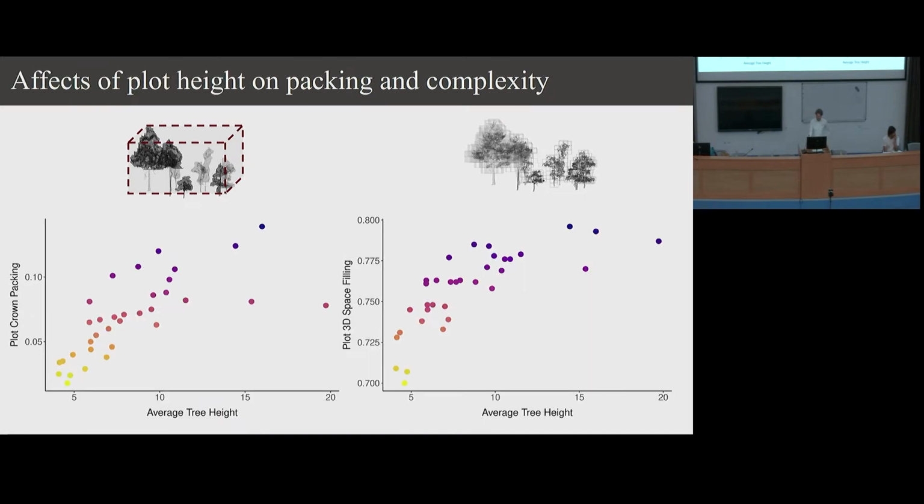What's interesting is if we took average tree height, you actually see these interesting relationships with the crown packing and 3D space filling. Kind of a more linear relationship here, and this power law-like relationship, which is actually, there's a paper that came out recently, I can't remember who it was, in Functional Ecology, that found a similar relationship across America between tree height and the fractal geometry of the trees within the forest stand.